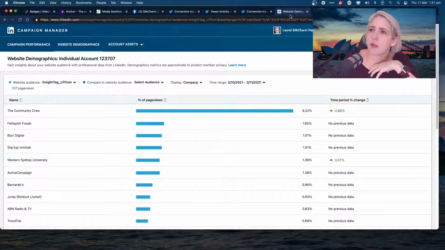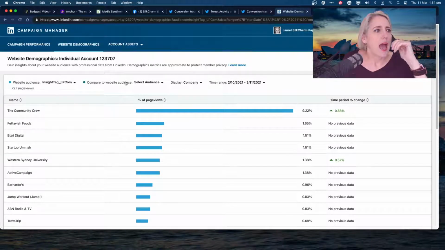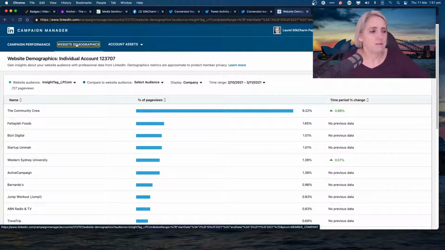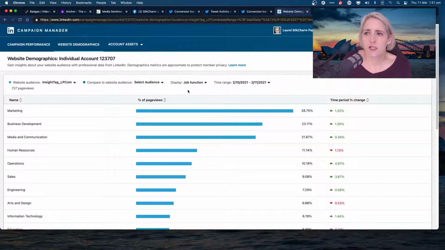I probably can go up there. So in Campaign Manager, I'm pretending I'm going to be running an ad. I've added the LinkedIn website tag, and I go to website demographics, which is this menu here. You just click on that one. And then I come down here and I say I want to see what job function is visiting that page or that website. So as a university, if you've got alumni, you'd be able to check and see primarily what sort of job function your alumni have.